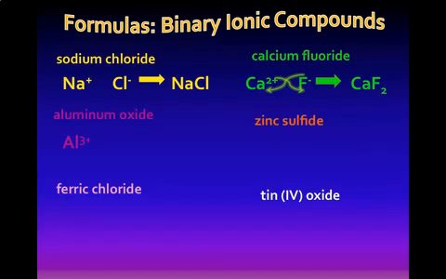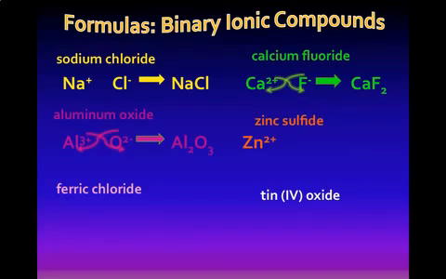Aluminum oxide, we have +3 on aluminum and -2 on oxygen. So I'm going to do my crossover. And so the 3 goes for the oxygen, and the 2 goes for the aluminum, and I get Al2O3. Another way to think about that is I have 2 +3s for the aluminum, so that's a +6, and 3 -2s from oxygen, so that's a -6, so they cancel out to 0.